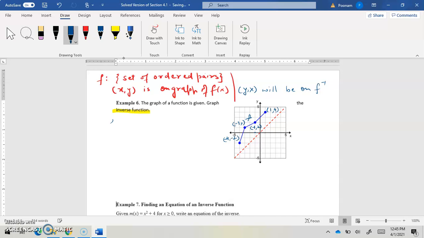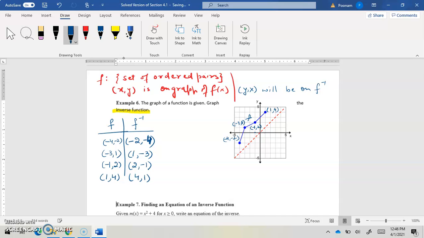Now let's write down all the points on f. We have (-4, -2). If that point is on the graph of f, then f inverse will have a point (-2, -4). Similarly, we have (-3, 1). This point on f means (1, -3) will be a point on f inverse. We have the point (-1, 2) on f, that means (2, -1) will be on f inverse. We have (1, 4) on f, that means (4, 1) will be on f inverse.